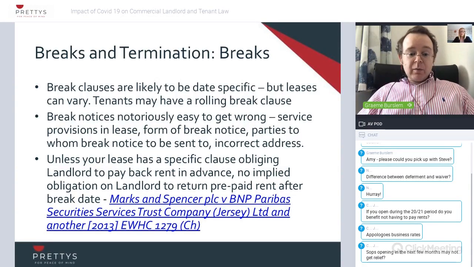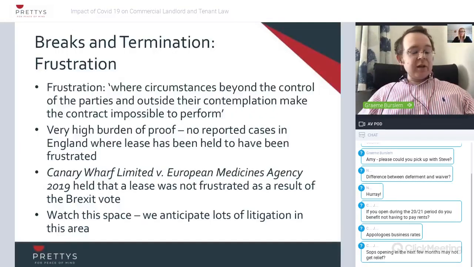We had quite a big case about that a couple of years ago, Marks and Spencer and BNP Paribas, which made this abundantly clear. It seems to have caught M&S out.